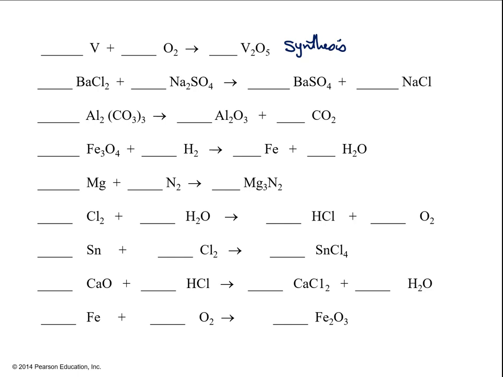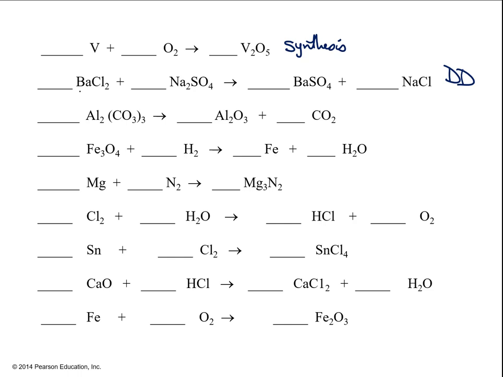What about the next one? How many on each side? Two and two. So I know if it's equal, do you see that I have two reactants, two products? If it's equal, then I know that this is a displacement. So is it a double or a single? This one's a double displacement. I have two compounds that are swapping chemical partners, making two other compounds.